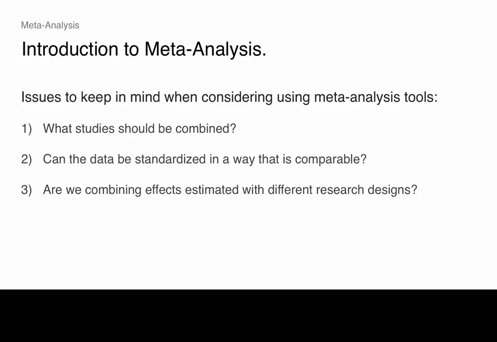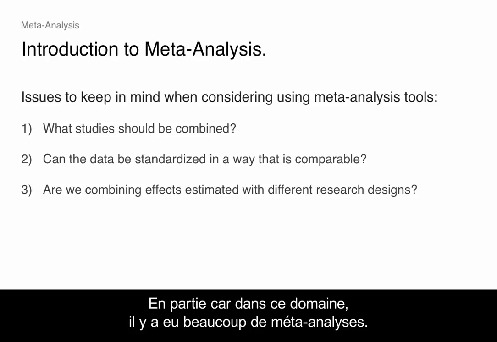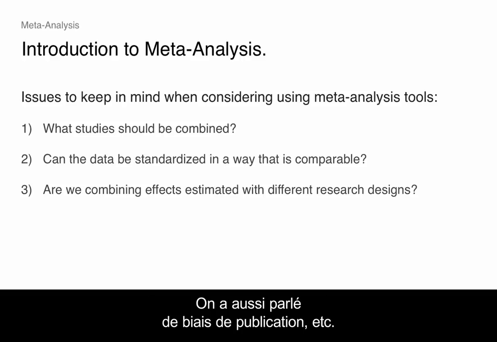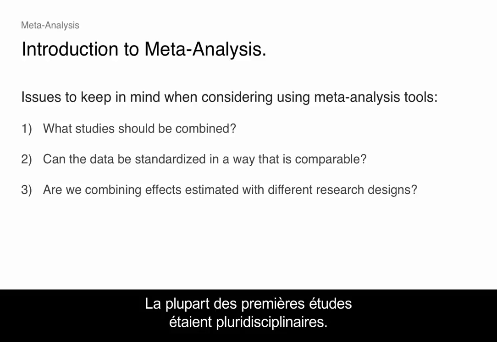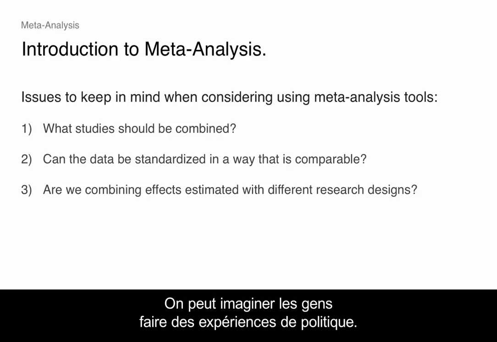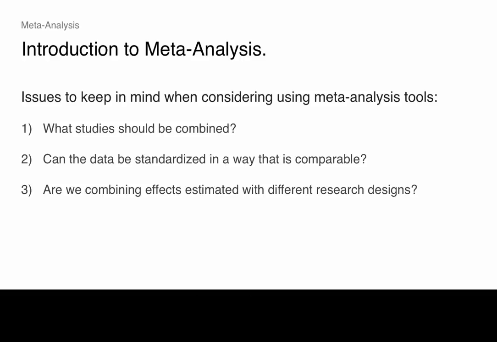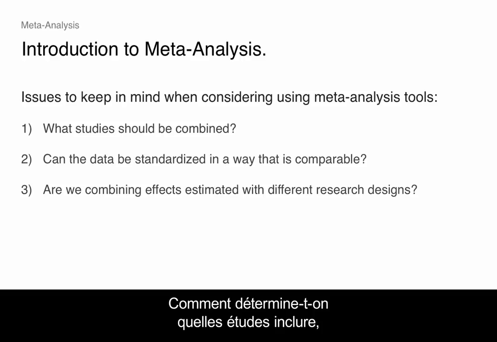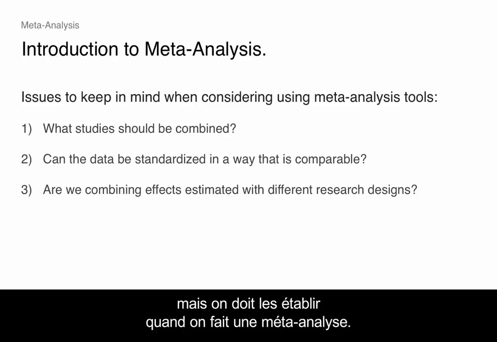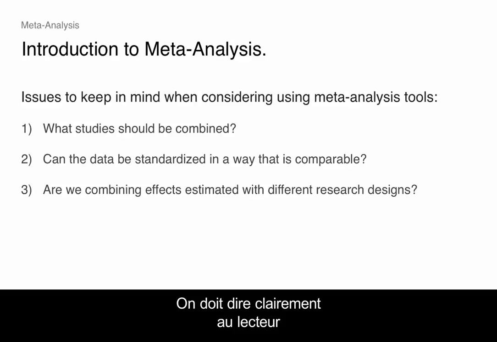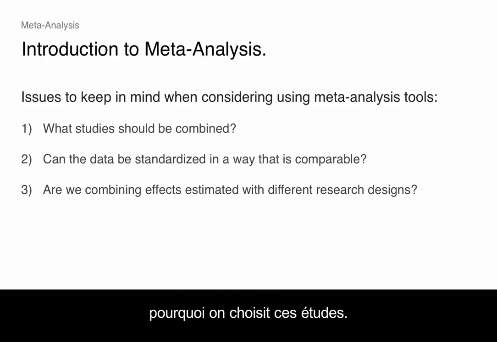These are difficult questions. When we think back, we've come back a million times to this labor literature on the impact of the minimum wage, partially because this is an area where there have been meta-analyses and there's been discussion of publication bias and all that stuff. Some of the early studies were cross-sectional, others used panel data. You can imagine people using policy experiments, different sources of variation. How do we determine which of those studies to include and which not to include? Now, maybe there are sensible standards, but we have to come up with them when we do a meta-analysis, and we have to be clear to the reader why we're choosing those studies.